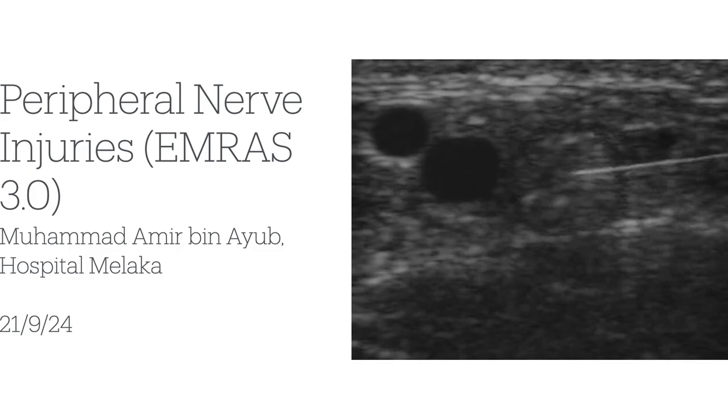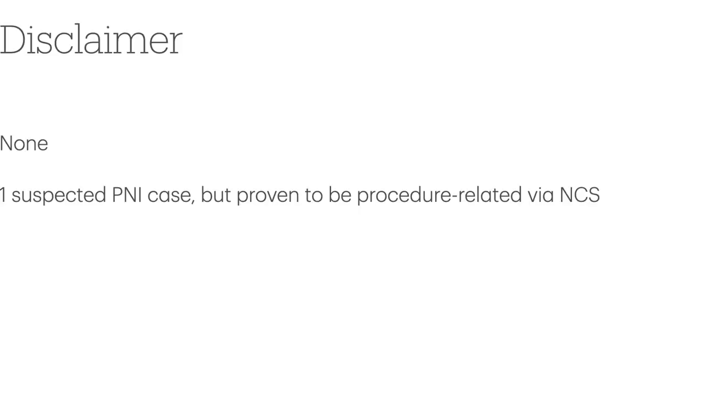Okay, so the final talk will be about peripheral nerve injuries. Probably the rarest thing to be on the mind, but also potentially the most catastrophic for your patients. I do not have any disclaimer other than the fact that I've had one suspected case of a peripheral nerve injury, but after thorough rechecking of the history, the clinical case note and the nerve conduction study, it turned out to be procedure related and not related to regional anesthesia.